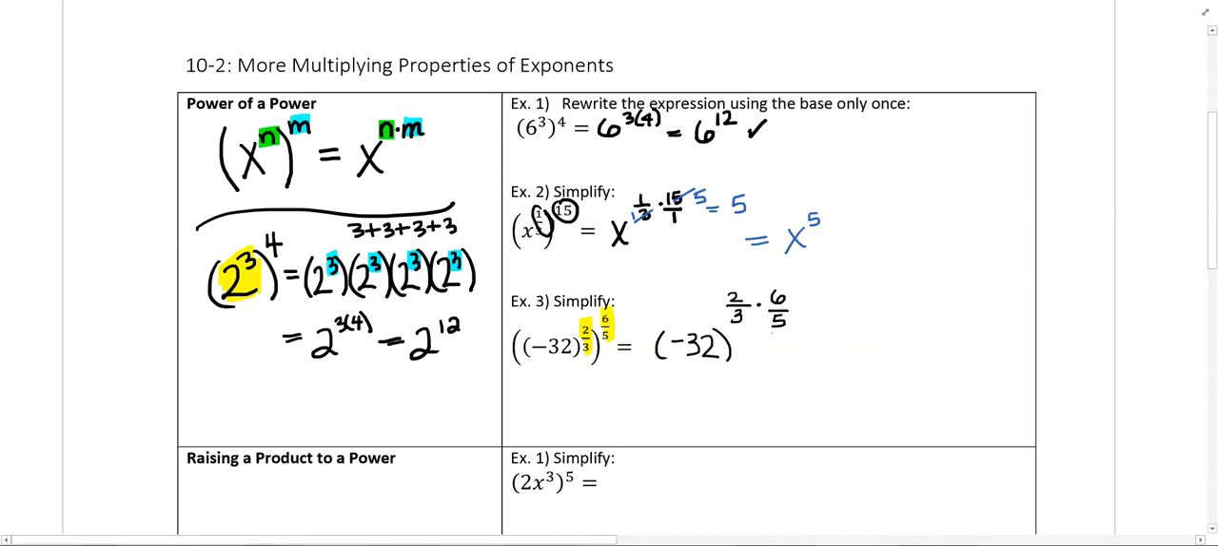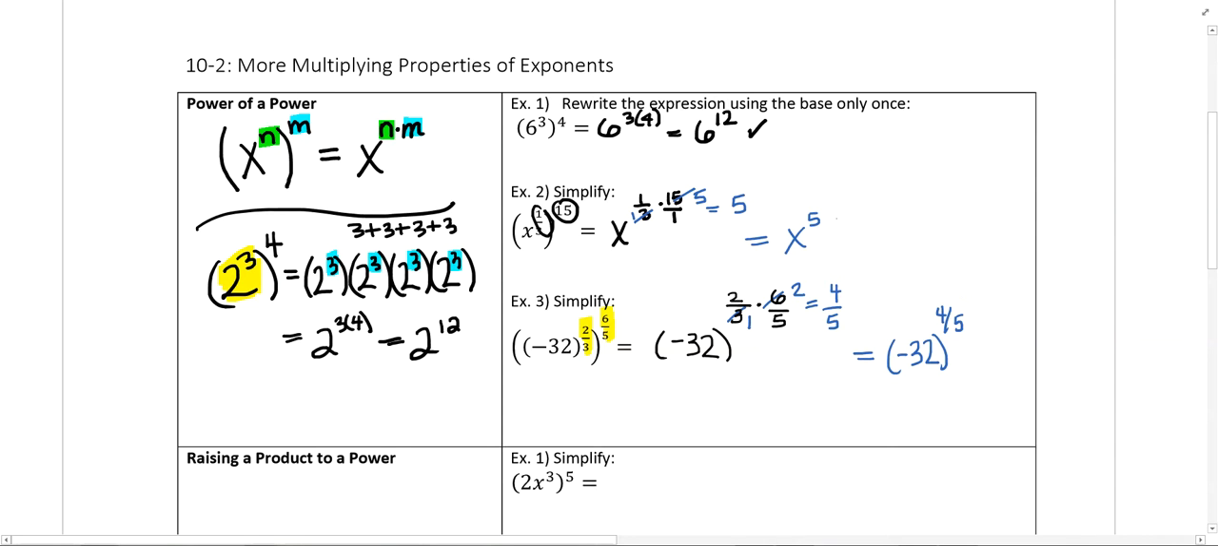And we should check to see if anything cross cancels. And we do. We have 3 goes into 6 twice, so this is going to be a 1. If we multiply across, that's going to be 4 over 5, so that's our new exponent. So the complete answer is negative 32 to the 4/5 power.